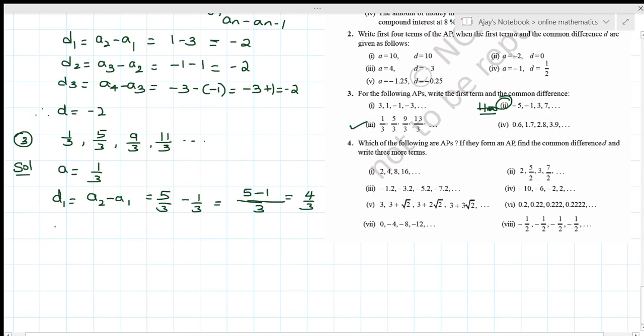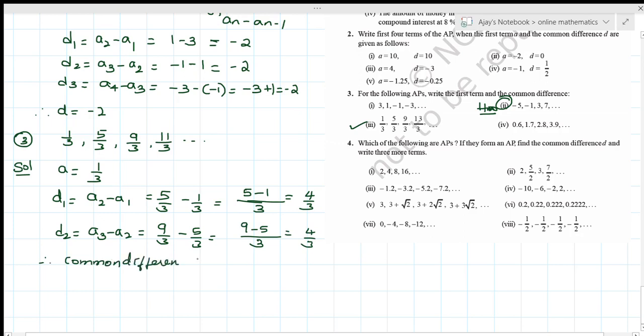So d2 is a3 minus a2, a3 is 9 by 3 minus 5 by 3, 9 minus 5 is 4 by 3. So therefore I can say the common difference is 4 by 3, and the first term is 1 by 3. I hope you understood.